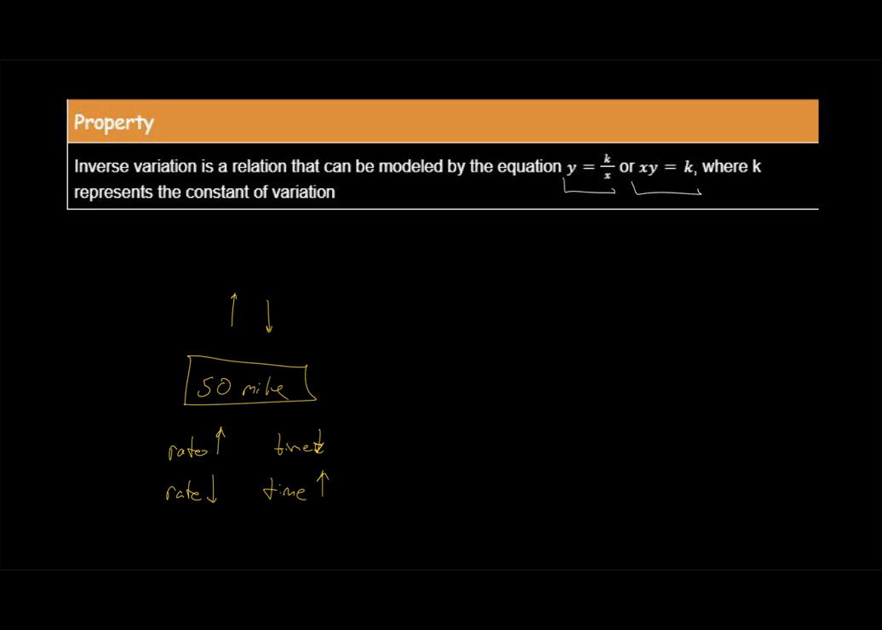And then the rate and the time are the two variables. And as one of them increases, the other one decreases to correspond with that.